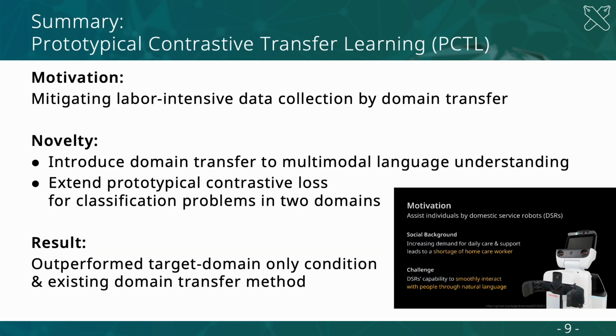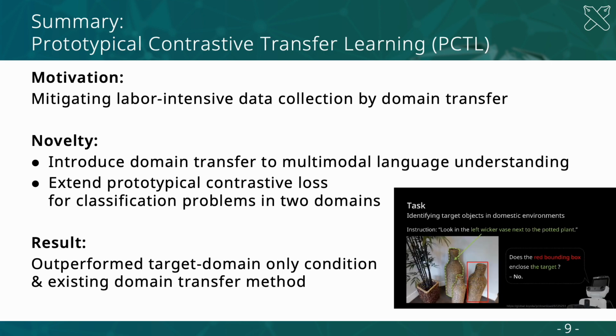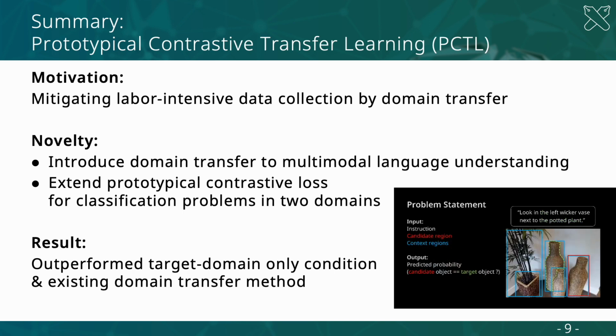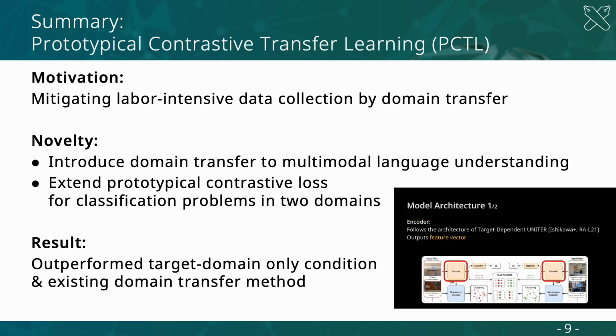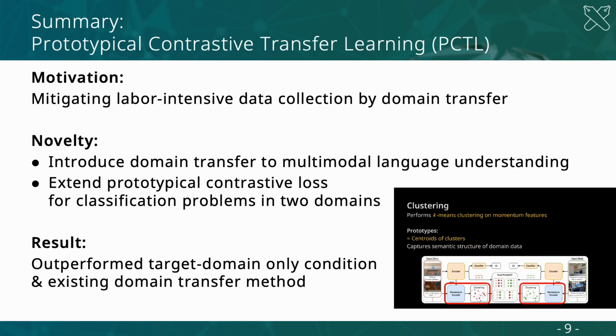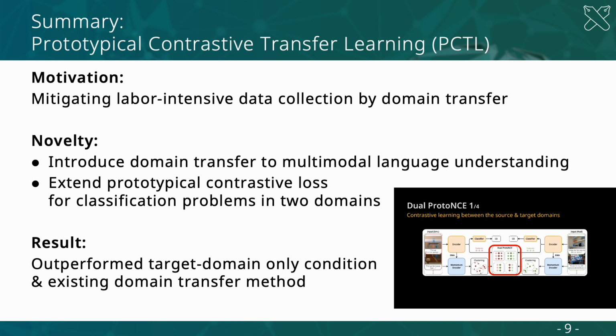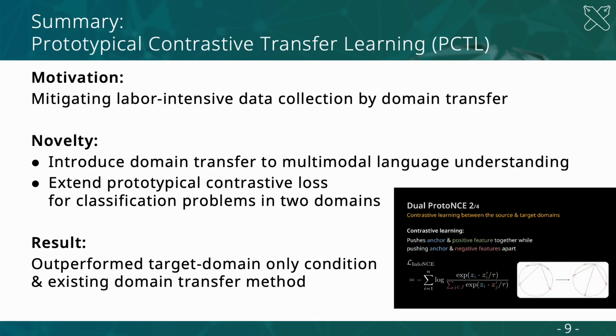In summary, we aim to improve multimodal language understanding through domain transfer from simulation to the real world. More specifically, we propose Prototypical Contrastive Transfer Learning, PCTL. PCTL extends the prototypical contrastive loss for classification problems in two domains. It alleviates the domain gap by minimizing the contrastive loss between the two domains. As a result, PCTL outperformed both the condition in which we trained the model solely on the real-world dataset and the existing domain transfer methods.